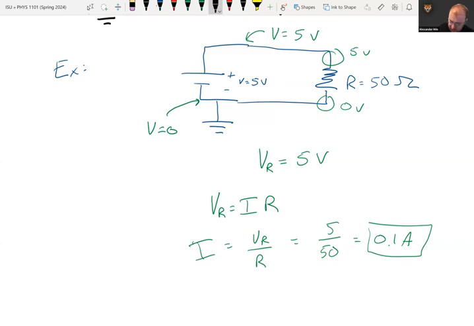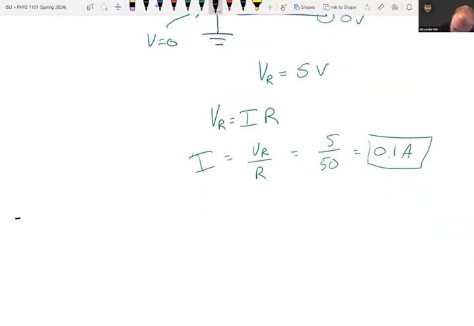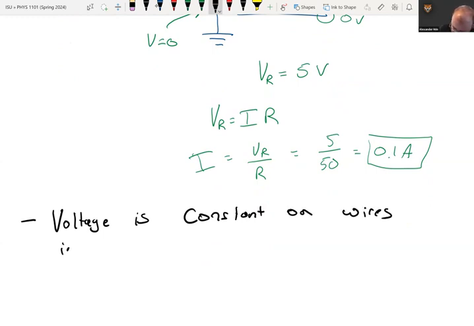Now, one thing I want to mention here, this is something that some people use as a little shortcut when doing circuit analysis. It's that voltage is constant on wires in the circuit.